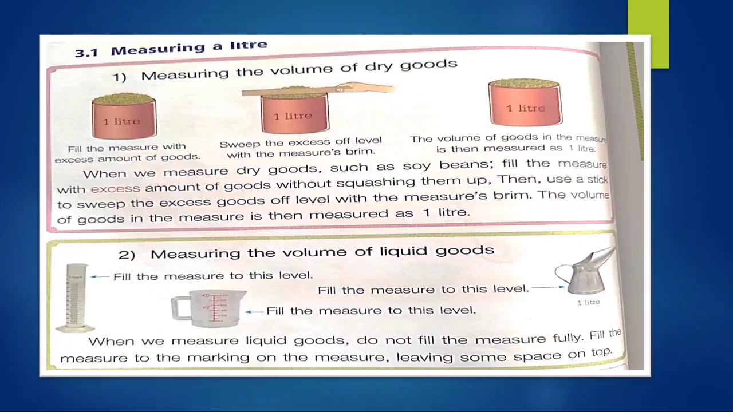Aside from this, we have measuring liters, of two kinds: measuring the volume of dry goods and measuring the volume of liquid goods. When we measure dry goods such as soybeans, fill the measure with excess. When measuring liquid goods, do not fill the measure fully, leaving some space on the top.